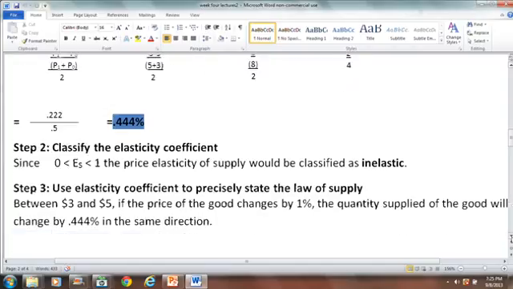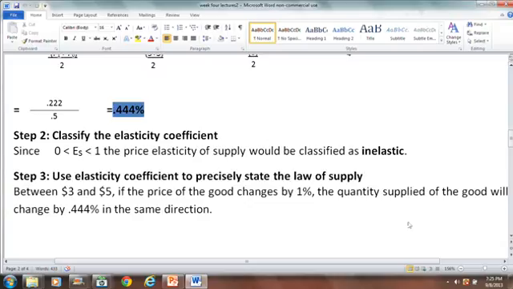In step 3, I restate the law of supply. Again, my calculation is very specific. It's between $3 and $5, so my result only applies over that price range. So between $3 and $5, if price changes by 1%, the quantity supplied will change by 0.444% in the same direction. So if price goes up by 1%, I can expect the quantity supplied to increase by 0.44% in the same direction. Okay. So we have now calculated price elasticity of supply.